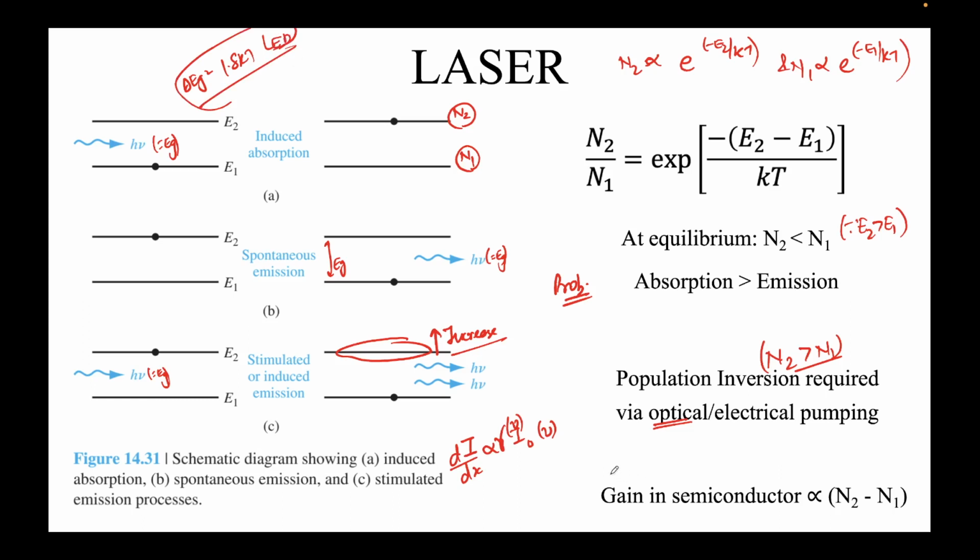So this lambda denotes the spectral dependence on the frequency. We are seeing this symbol again and again, the dependence on frequency. So that gain is proportional to N2 minus N1. So once you have population inversion, this gain will sustain. Only when this gamma is positive can your intensity increase, and then only will you achieve something called amplification.